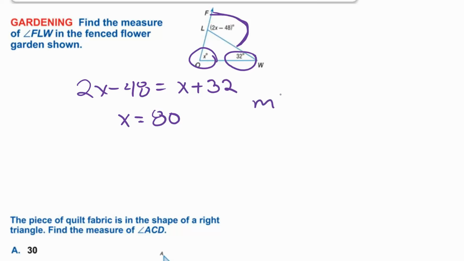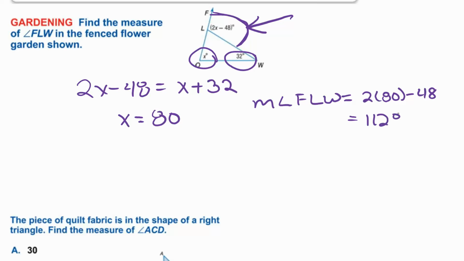I was asked to find the measure of FLW. So that would be 2 times 80 minus 48, because I plugged x into the expression that we have for the measure of that angle. So that would be 112 degrees.